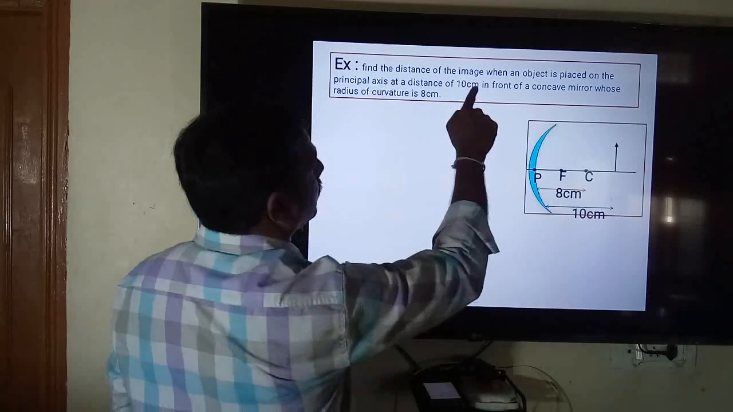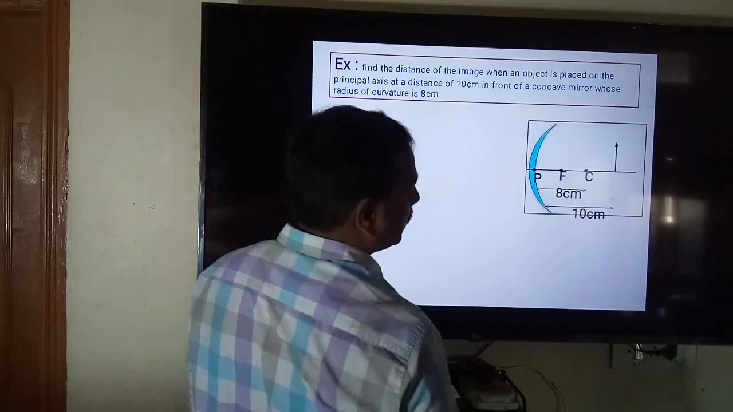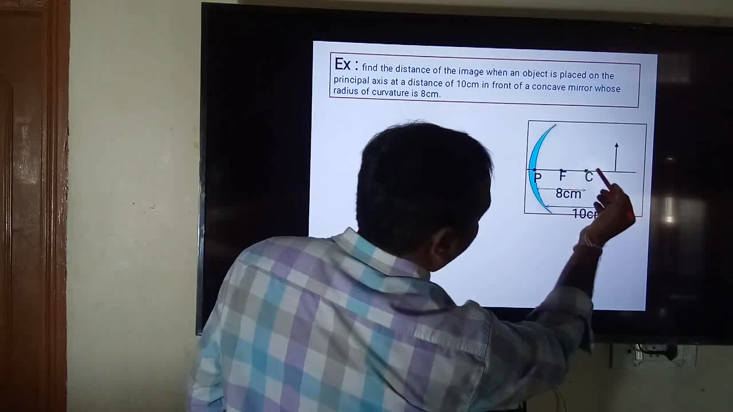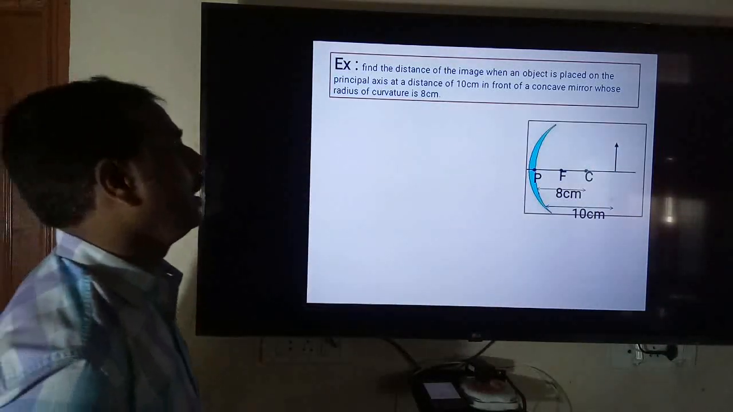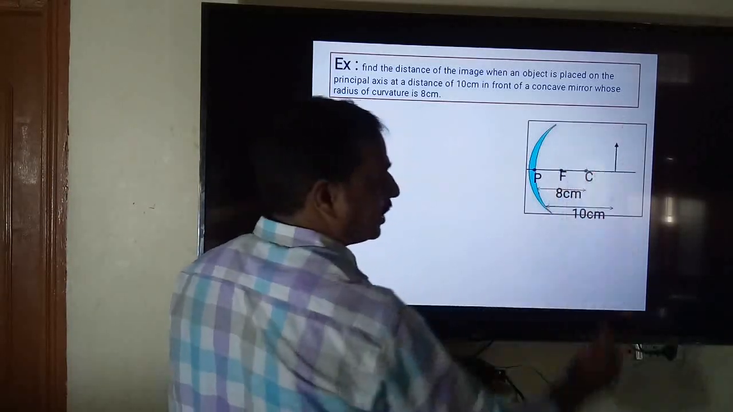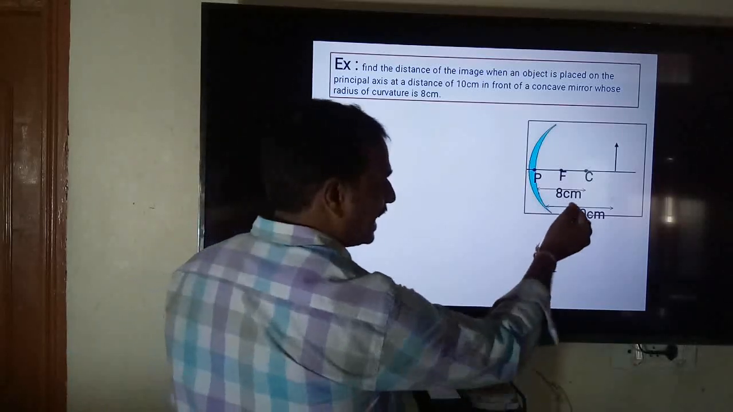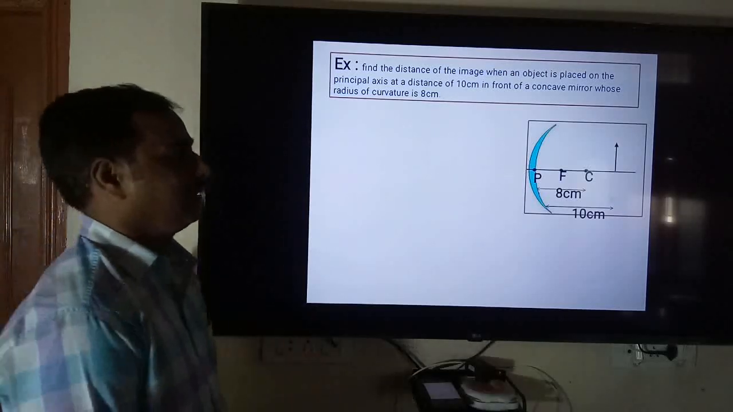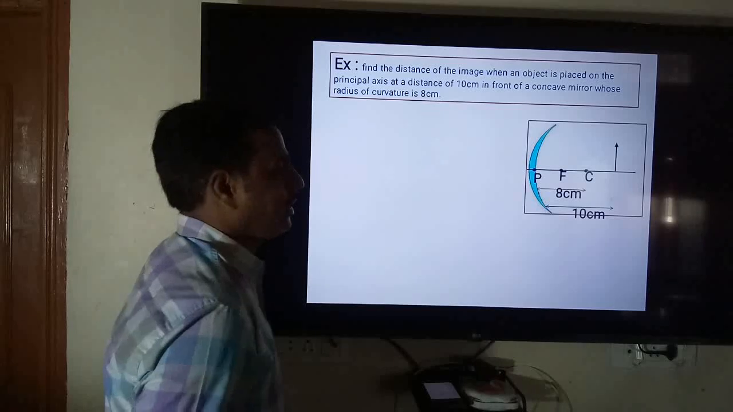How much is given in the question? 10 centimeters. Observe carefully, friends. This 10 centimeters object distance means the object is placed beyond C. If the object is beyond C, we know very well that the image we are going to get is in between F and C, which means the answer we are going to get for V is less than 8 centimeters. So we propose that it is less than 8 centimeters.